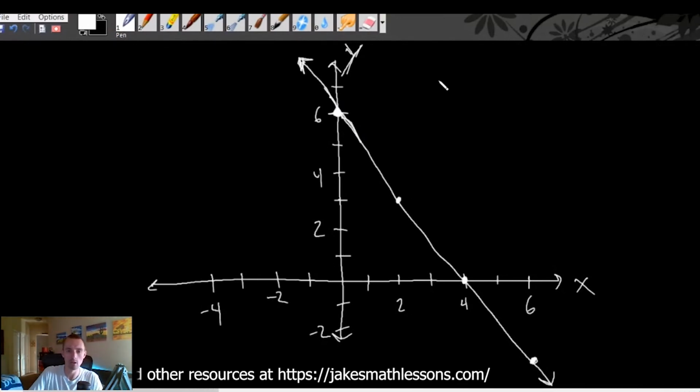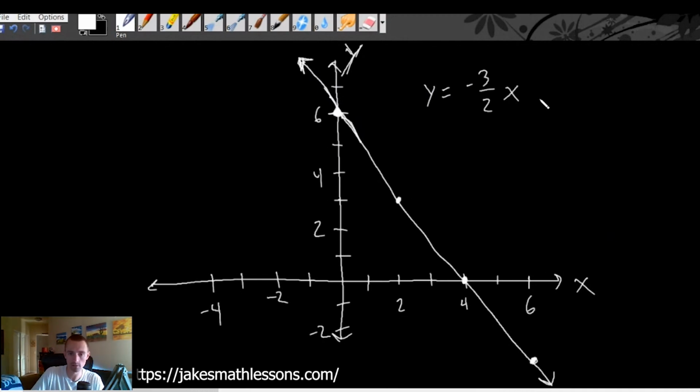So this is our line. Y equals -3/2 x plus 6. Because we had our y-intercept of 6, our slope of down 3 units over 2. Down 3 over 2, down 3 over 2, and we get something like that.